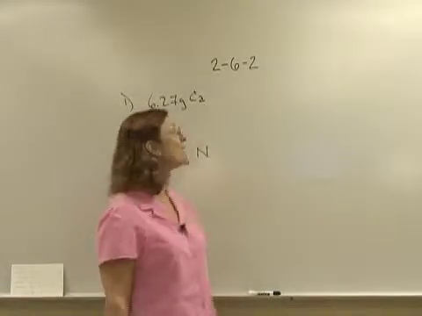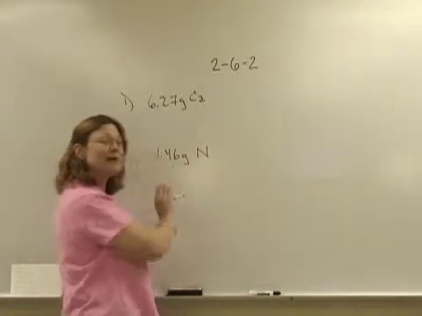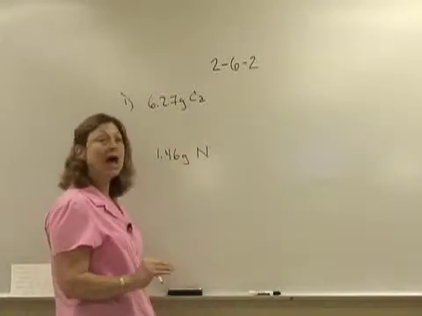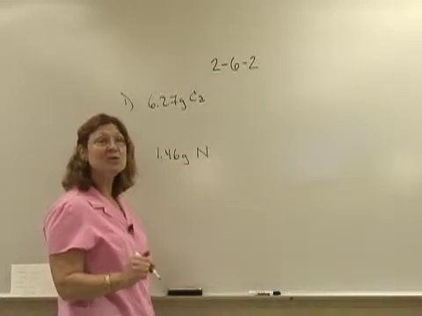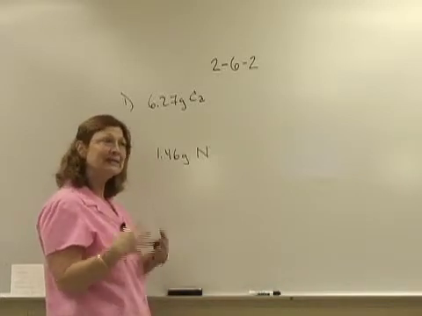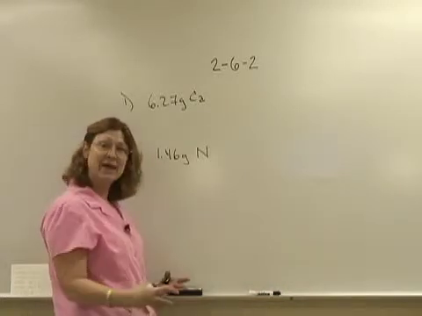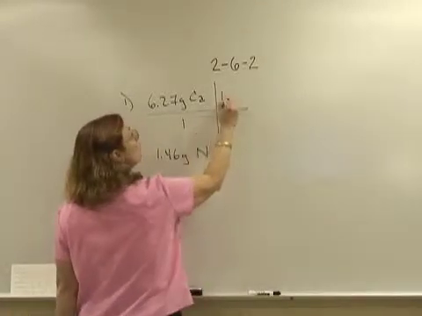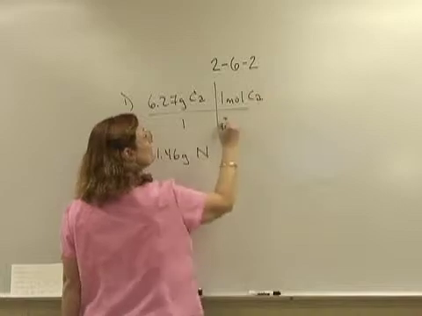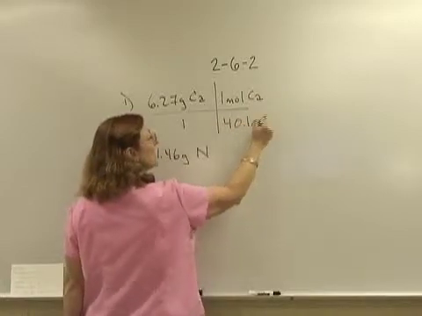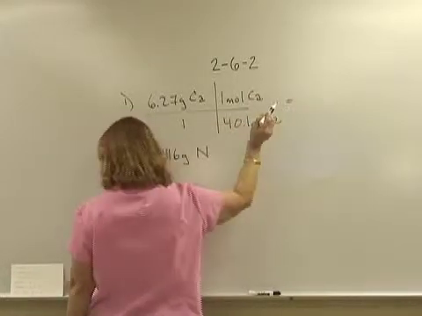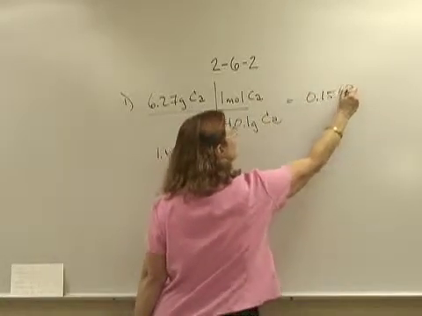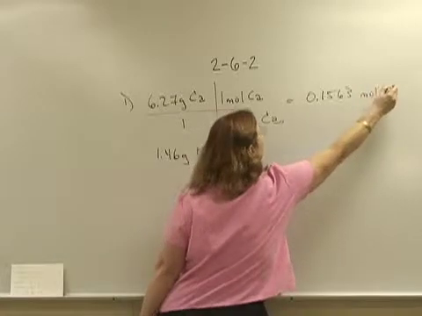In number 1, I'm given 6.27 grams of calcium and 1.46 grams of nitrogen. I always must change my grams to moles because that's our connector. That's how we can compare the atoms. Therefore, in 1 mole of calcium, the mass is 40.1 grams of calcium. And that gives me 0.1563 moles of calcium.